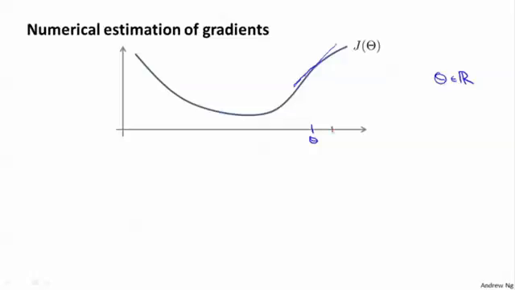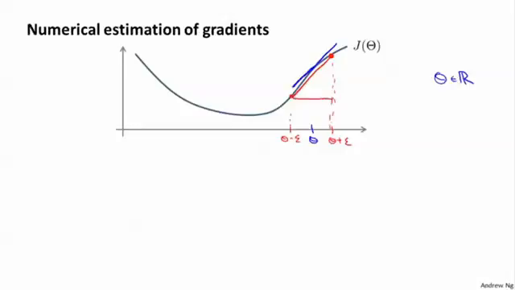I'm going to compute theta plus epsilon, so a value a little bit to the right, and I'm going to compute theta minus epsilon, and I'm going to look at those two points and connect them by a straight line. And I'm going to use the slope of that little red line as my approximation to the derivative, where the true derivative is the slope of that blue line over there. So it seems like it would be a pretty good approximation.